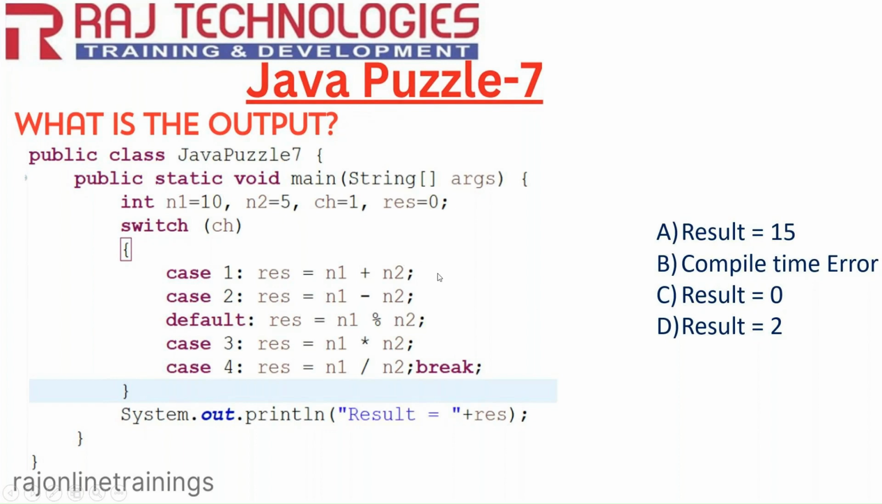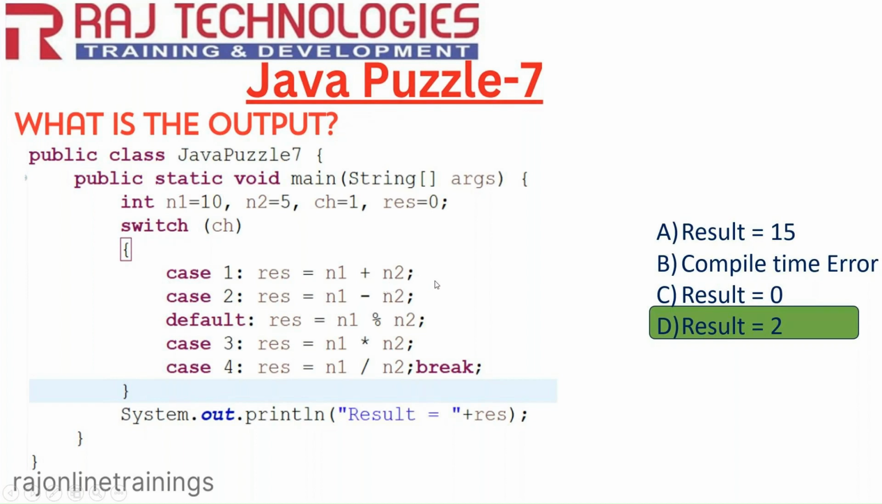So the correct answer for this Java puzzle is result is 2. Now let me explain why we are going to get this result as 2. If we take the two numbers 10 and 5, and the choice is 1, it comes to the switch statement, switch of ch, case 1. So in case 1, result is 10 plus 5, 15.